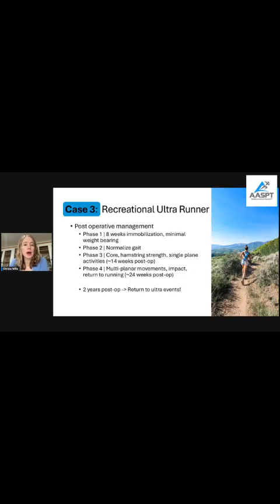So again, a much slower rehab post-op recovery here, but a typical post-op proximal hamstring repair recovery, focusing on immobilization, normalized gait. We transitioned slowly to really focusing on core. Ultimately, we progressed to multiplanar movements. We progressed to eccentrics and really carefully monitored running volume as she returned post-op. But a nice success story here. She did ultimately, 2 years later, return to completing ultra events and is successfully continuing to compete in ultra events to this day.